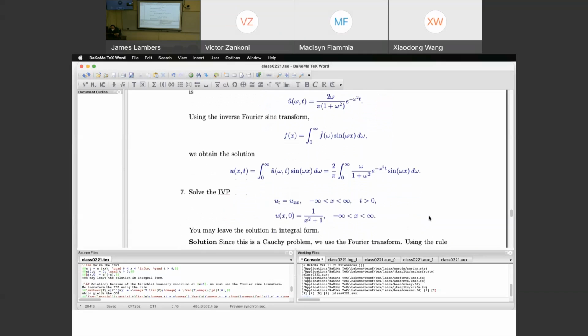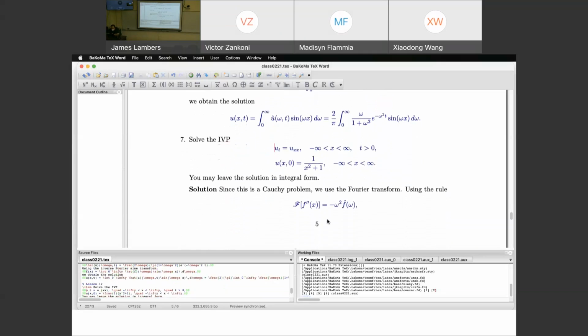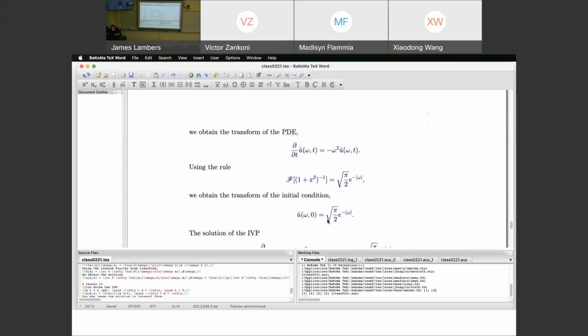And another Fourier transform problem, this one will be on the entire real number line. This is a Cauchy problem, so there are no boundary conditions. Like in the previous problem, you use the appropriate transform for the PDE and the initial data, again using Fourier transform tables. For instance, that's how this was obtained, straight from a table.